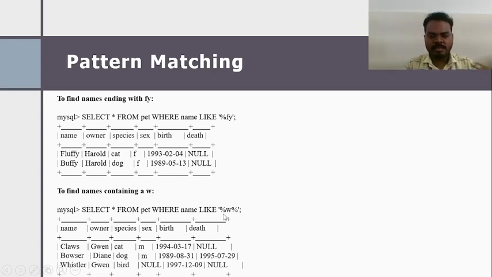And the next command is percentage W percentage. So what are all the pet names? It will be in between W format. So I have Claws, Bowser, Whistler. These are all the names which contain W. If the pet name contains W, it will list the records like this: Claws, Bowser, and Whistler. See, in Claws W is available. In Bowser W is available. In Whistler W is available. This is all about the pattern matching technique.